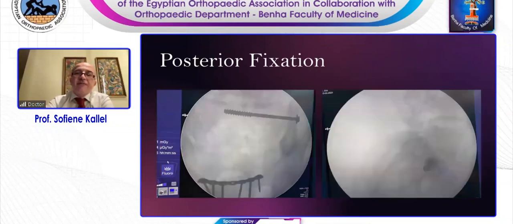You see the screw here, the reduction of the posterior part. And you see the screw is exactly at the intersection between the two K wires that you have seen in the previous slides. Next.